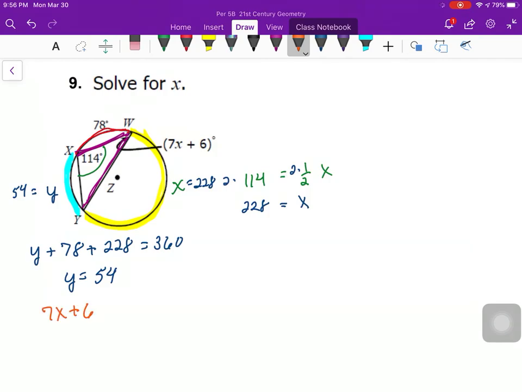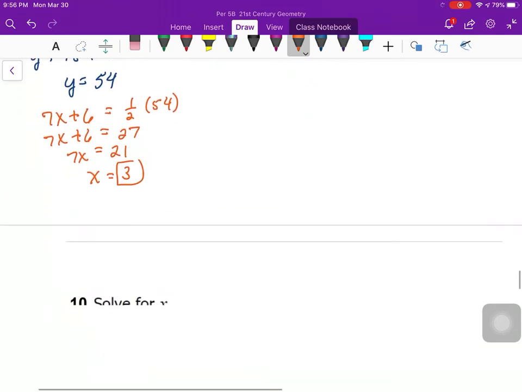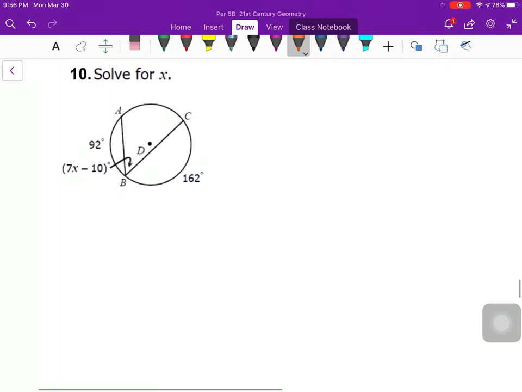And that means that the 7x plus 6 will be equal to half of 54. So 7x plus 6 will be equal to 27. 7x will be equal to 21. X will be equal to 3. So sometimes you have to find an intermediate piece before you can get to the one that you really want.